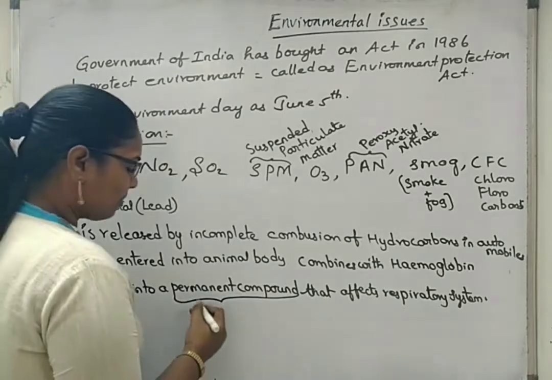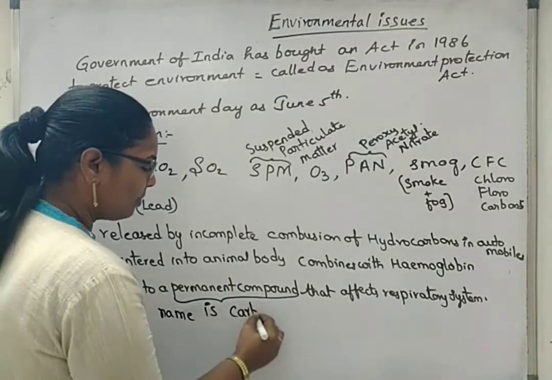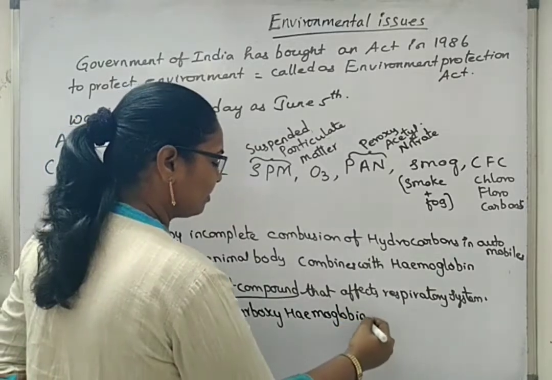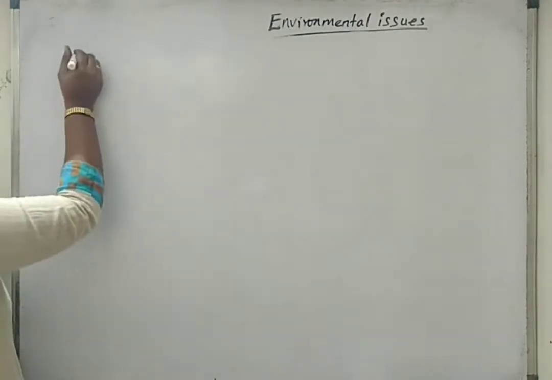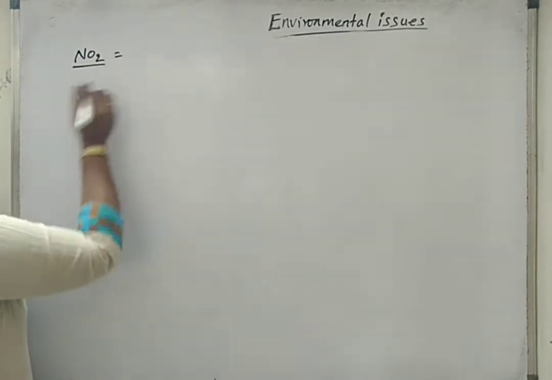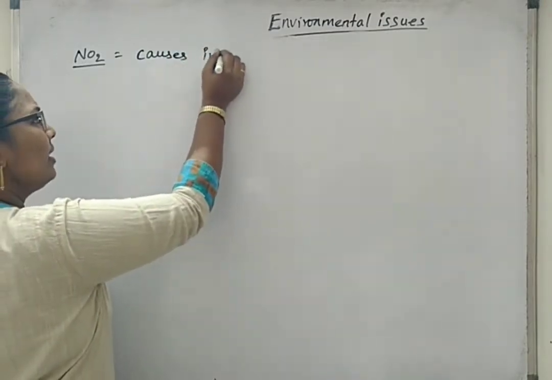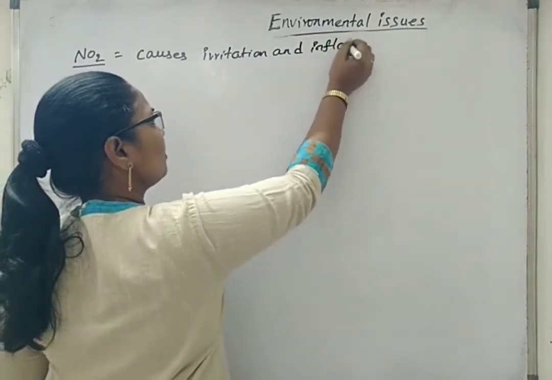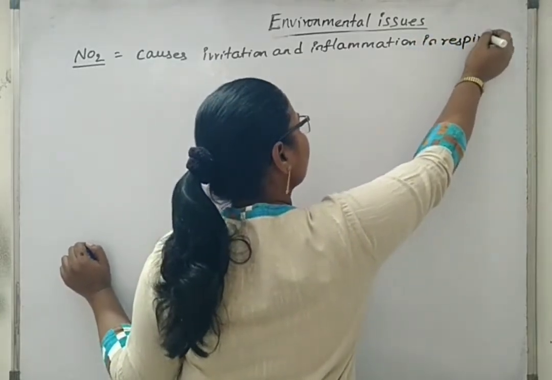Name of permanent compound is carboxyhemoglobin. It first affects the alveoli of respiratory system. Next is about NO2. As a pollutant, it causes irritation and inflammation in respiratory tract.